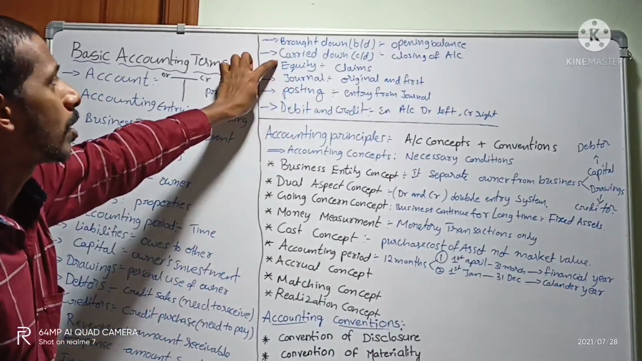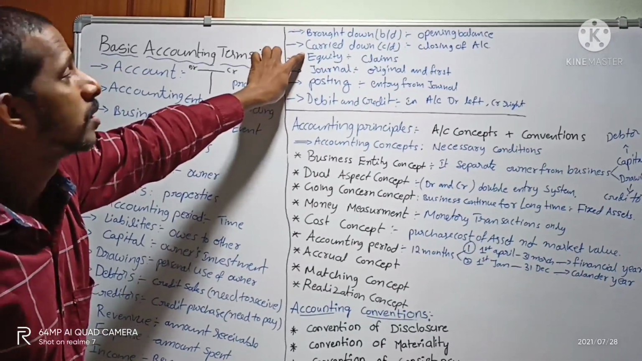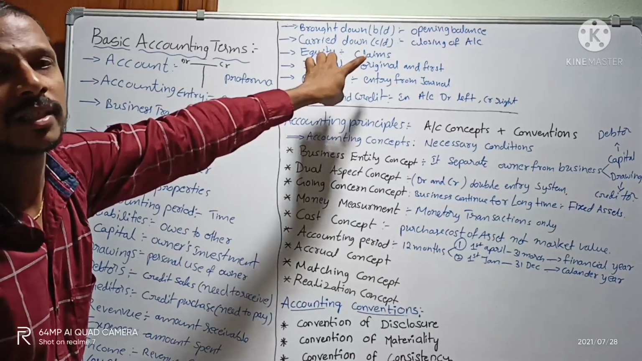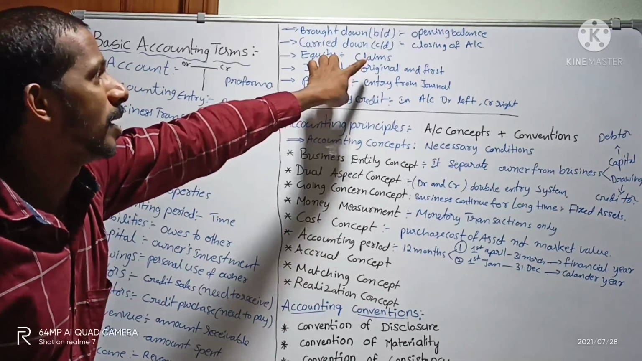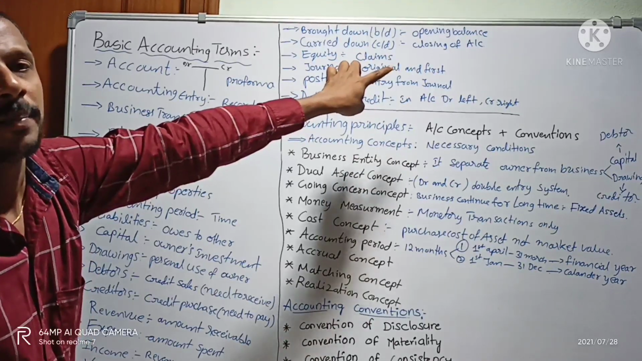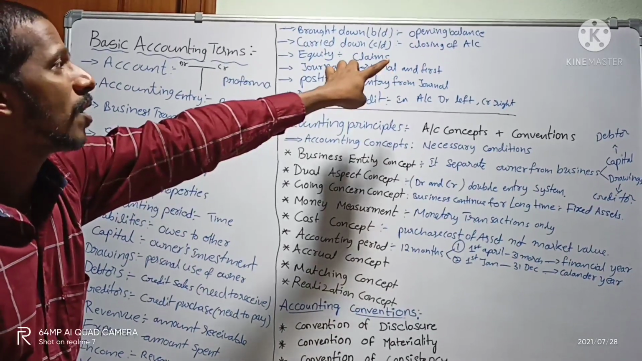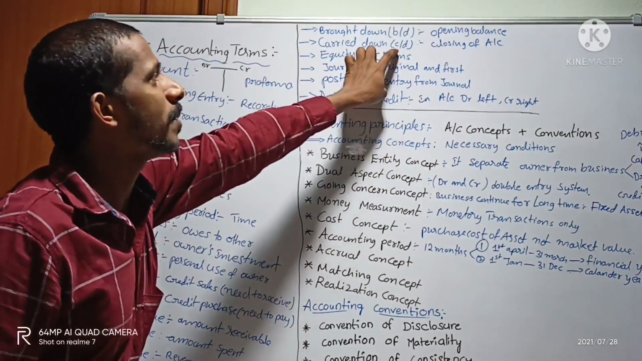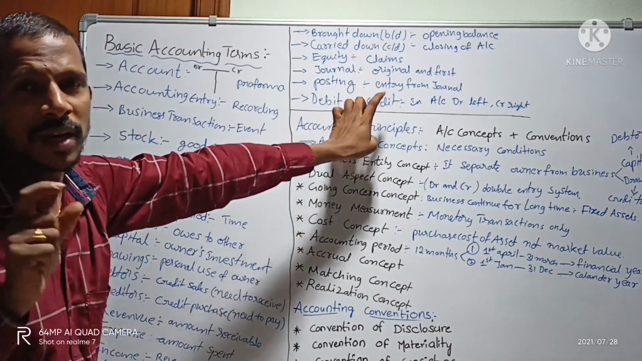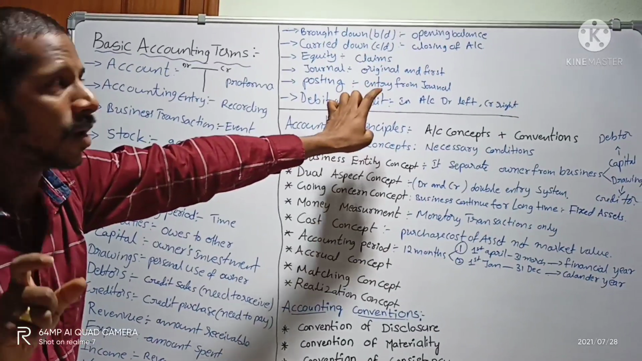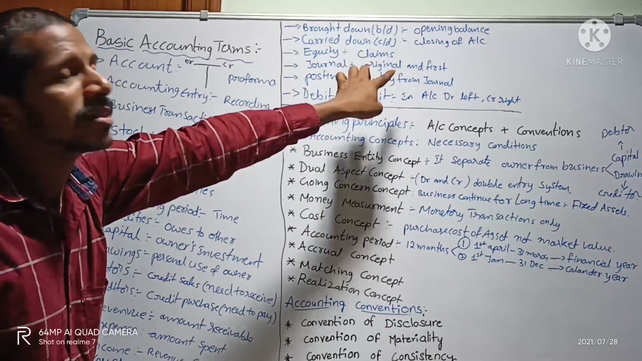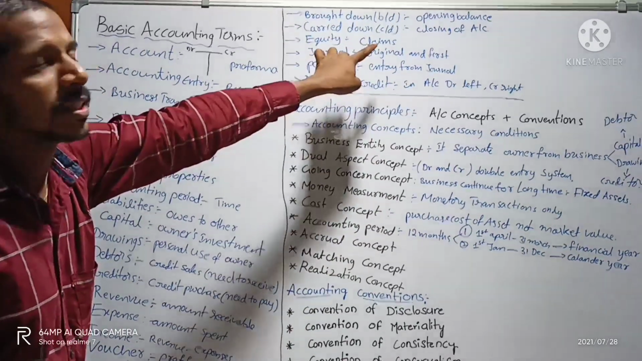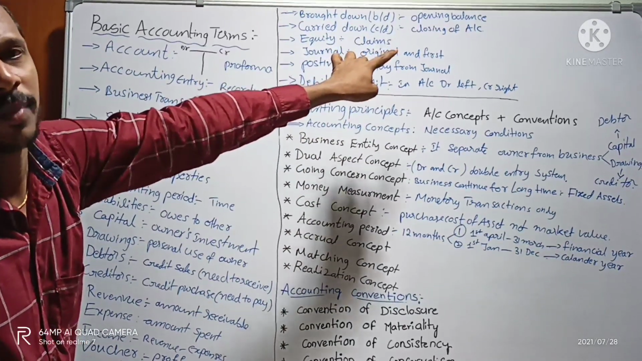Then what is carried down? See the term carried down, C by D. C by D means the closing or ending of the ledger. Whatever answer we get in the ledger account, that is nothing but C by D, carried down. We show C by D as the carried down at the ending part of the ledger account.